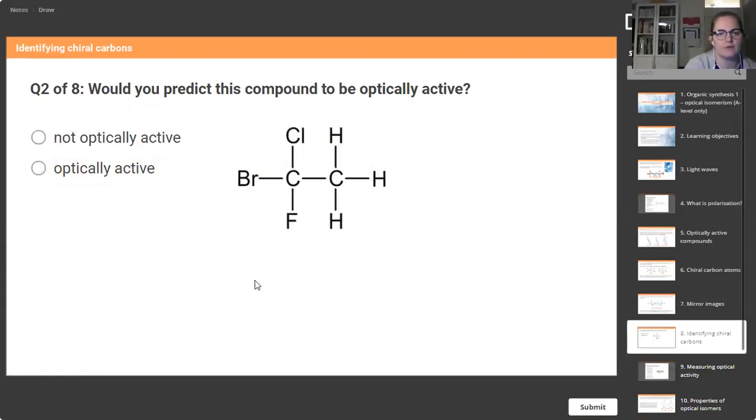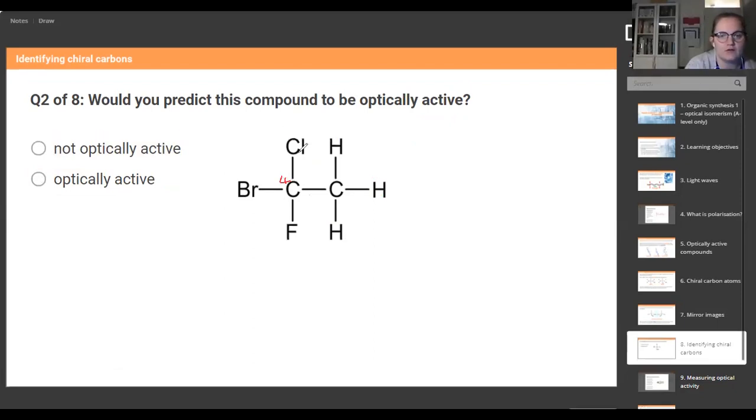Let's look at this one. Right, so we've got 2 potential carbons we can look at. Let's look at this one. This one's got 4 different things coming off it. Let's have a look. So we've got chlorine, we've got bromine, we've got fluorine, we've got a carbon, that's fine. This one isn't the chiral carbon. I'll show you why, because it's got a carbon coming off a carbon and then 3 hydrogens, but we have got a chiral carbon here. So it would be optically active.